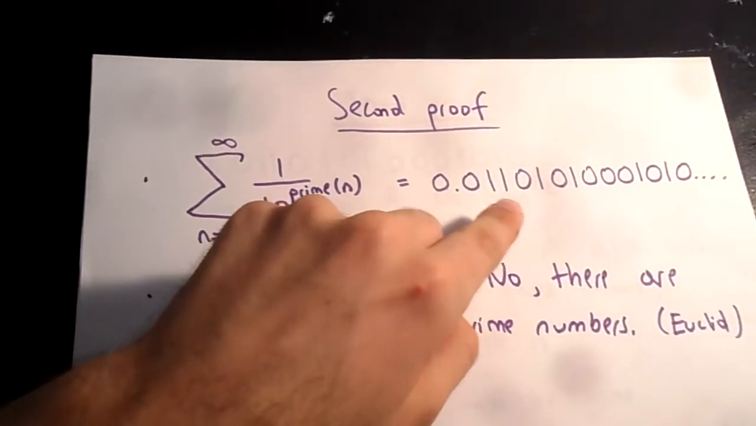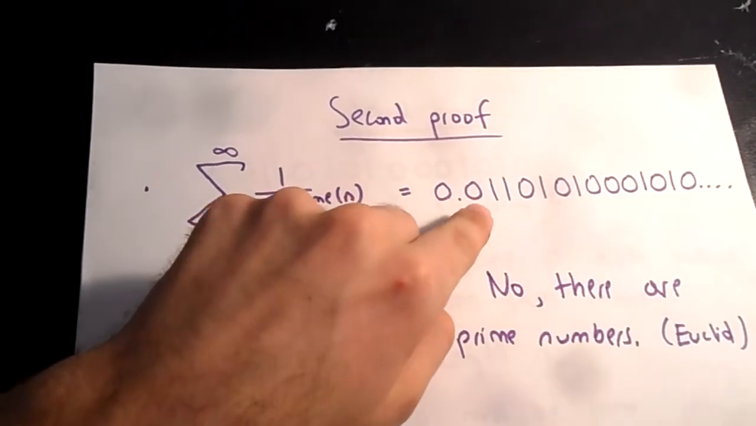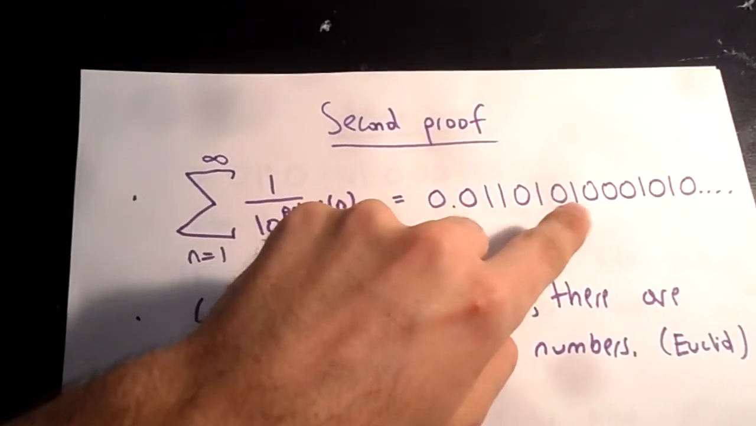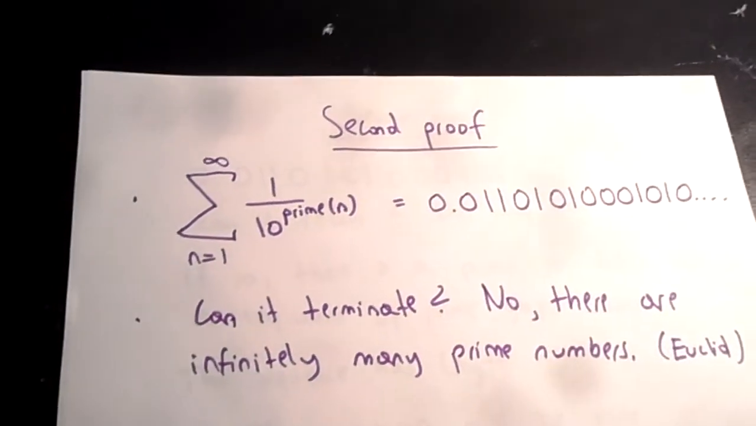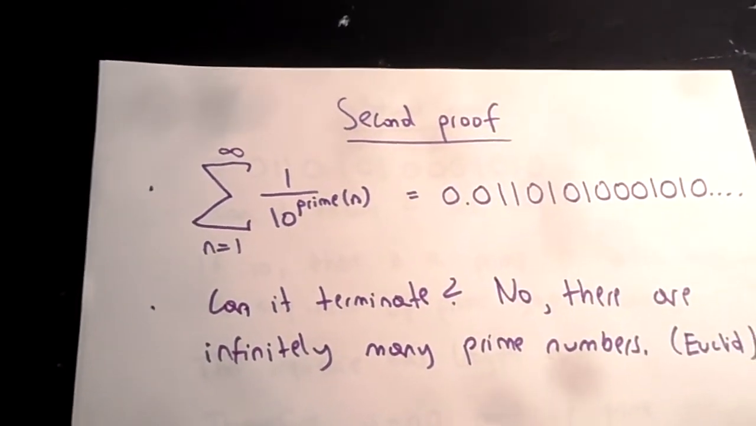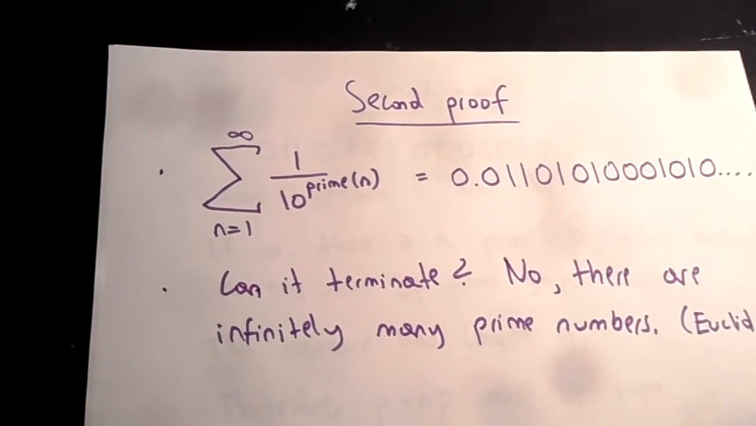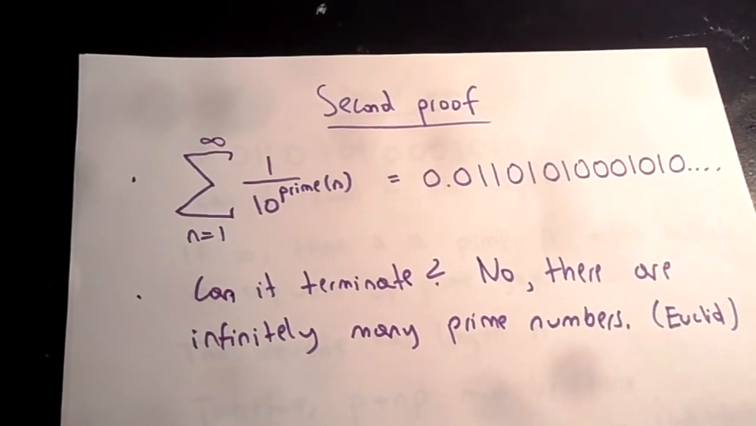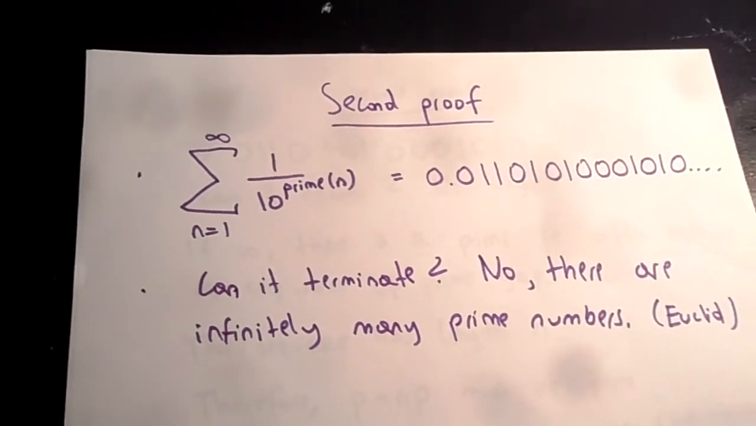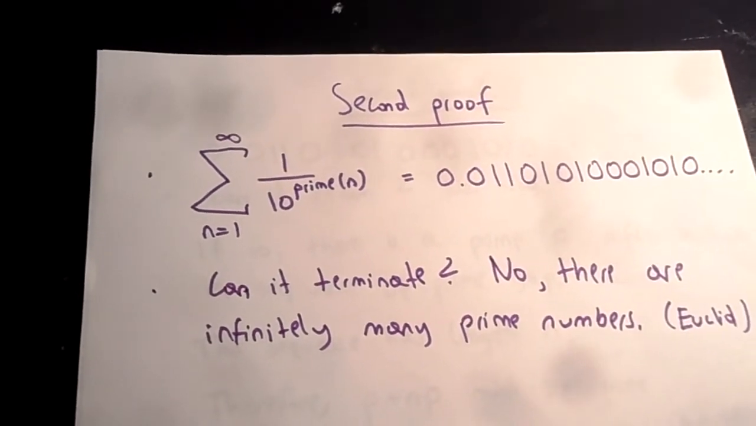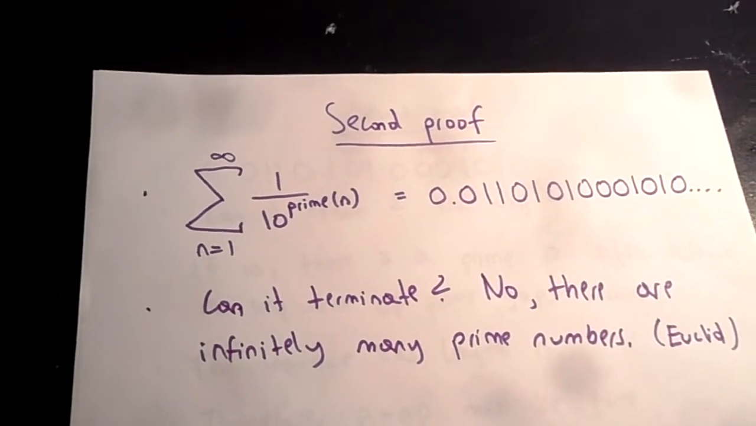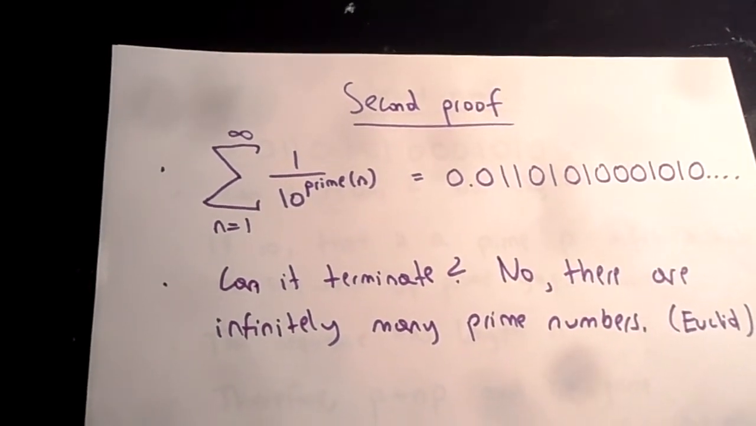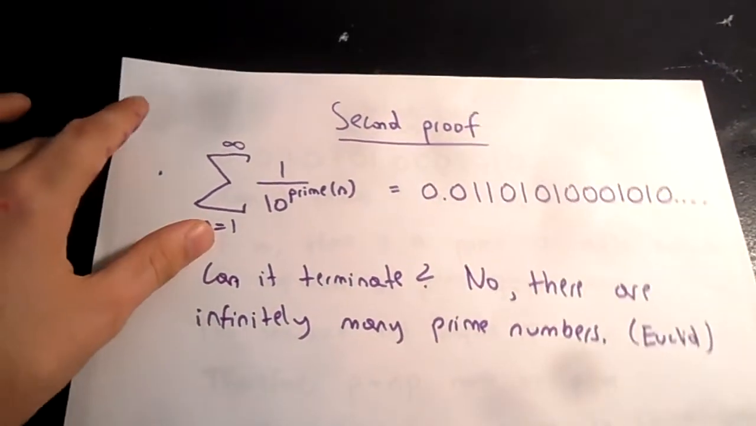So you get a decimal number which is 0.01101010001 and so on. So you have a 1 at every prime number and a 0 at every composite number. Can this number terminate? Well, no, because of Euclid. Euclid showed that there are infinitely many prime numbers. There's always another 1 in this sequence. Hence, it can't go 0, 0, 0 forever after some point, because there's always another 1. Hence, this number does not terminate. That's the first step in our proof.